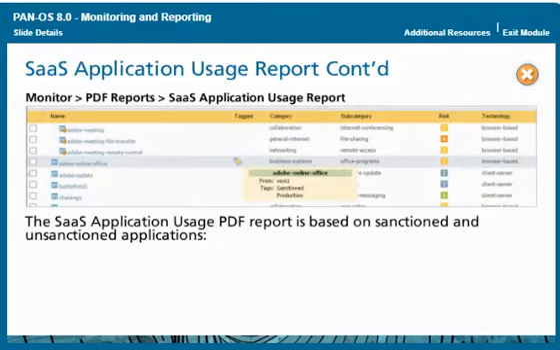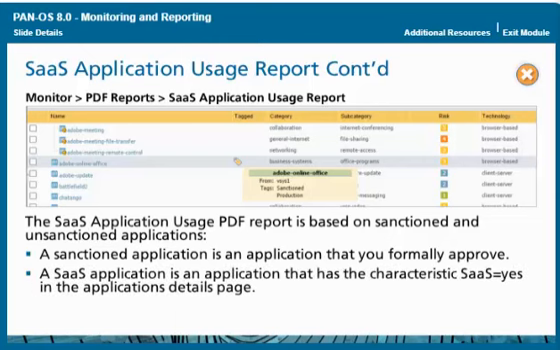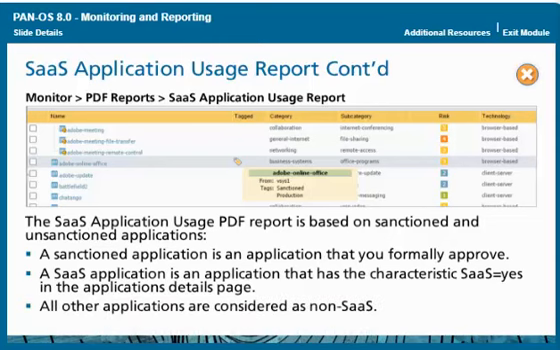The SaaS Application Usage PDF report is a two-part report that is based on the concept of sanctioned and unsanctioned applications. A sanctioned application is an application that you formally approve for use on your network. A SaaS application is an application that has the characteristic SaaS equals yes in the application details page in Objects, Applications. All other applications are considered non-SaaS.